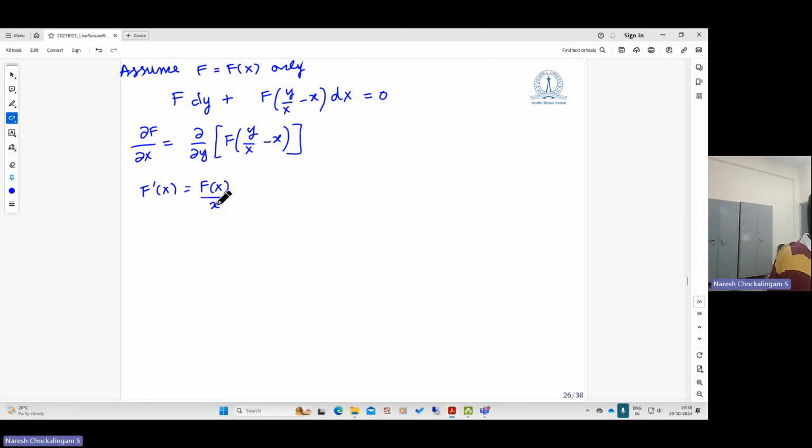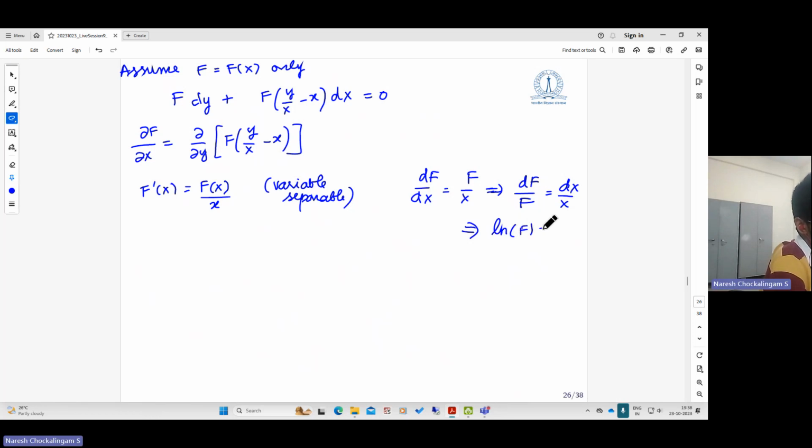Let us solve this small ODE. This is a very simple ODE. So this is variable separable. How? You can write it as df by dx is equal to f by x, which means df by f is equal to dx by x. If you integrate on both sides, you get log of f is equal to log of x plus some constant, say log of c1. So f is just some constant times x.